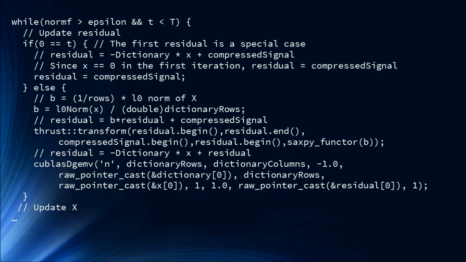So there's the update the residual chunk. It says if it's the first residual, it's a special case. Our error is the compressed signal. That's when you go through all the math and cancel everything out. Just residual is compressed signal the first time around. And then pretty straightforward from there.